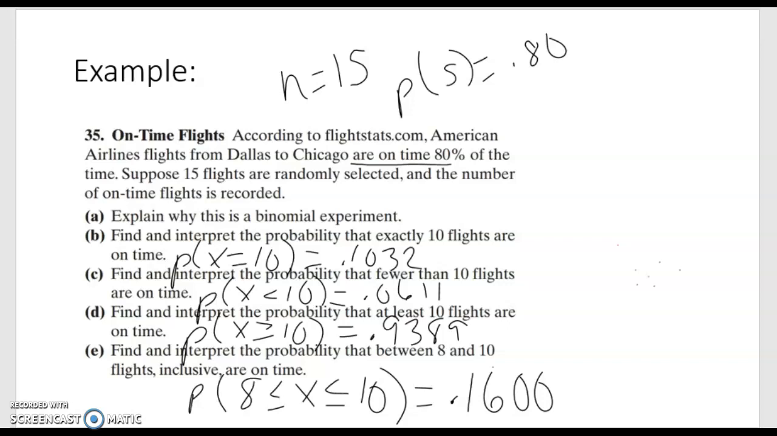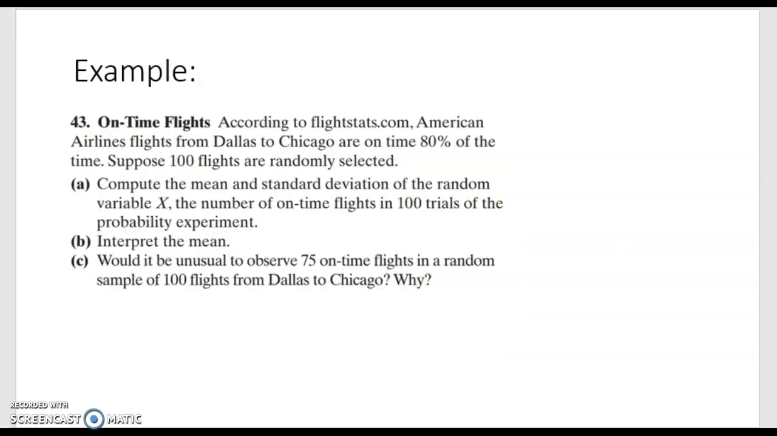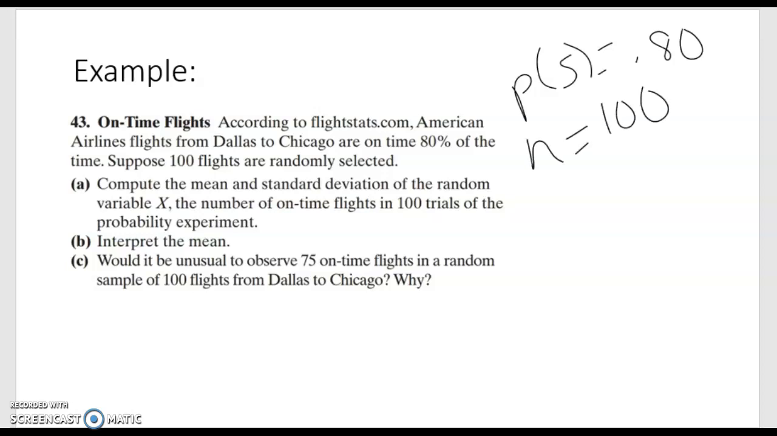Let's look at one more example with a mean and a standard deviation. So if we read through this, the probability of a success is still the same as the last problem, still 80%, but our N has changed. Now we're looking at 100 flights. A is asking you to compute the mean and the standard deviation for this.